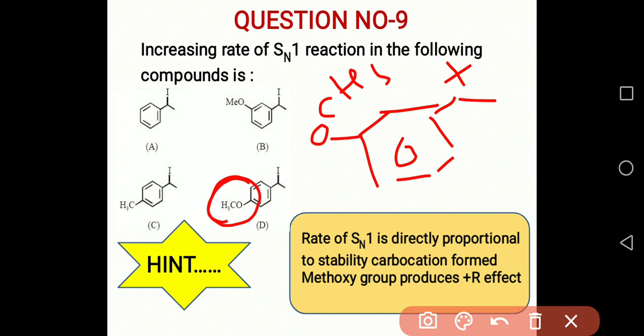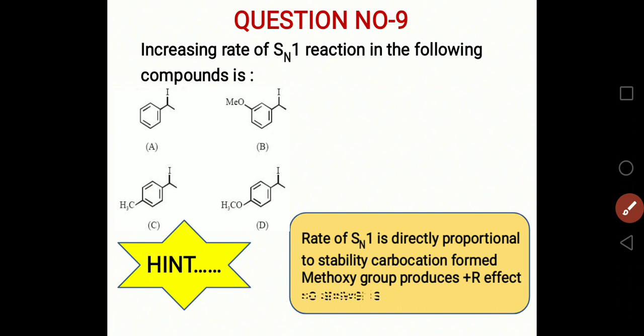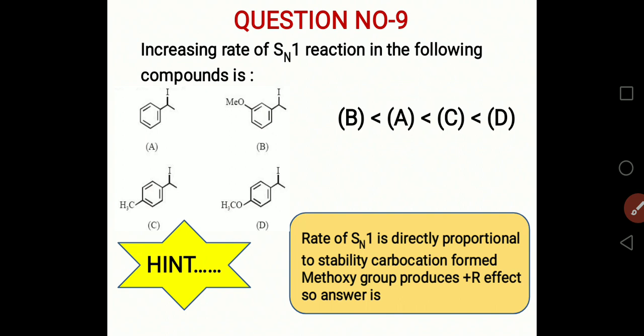Now you can see, this is also a donating group, this is also a donating group. Out of these two, which one produces the higher plus R effect? That is the methoxy group. The methoxy group produces plus R effect to a greater tendency than the CH3 group, the methyl group. Because of that reason, the answer for this question, D is more. First option, D is more. Then C, because out of CH3 and OCH3, both are electron donating, but OCH3 is more, hence D is more.